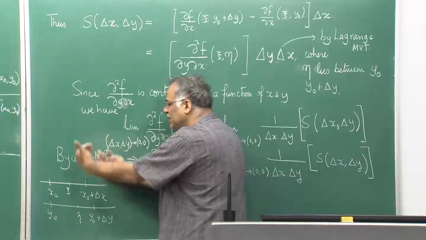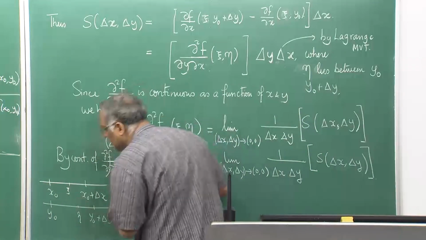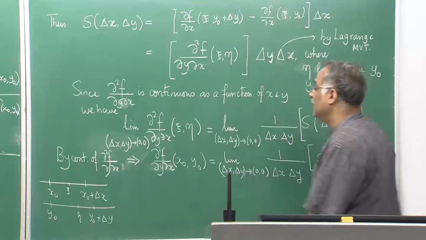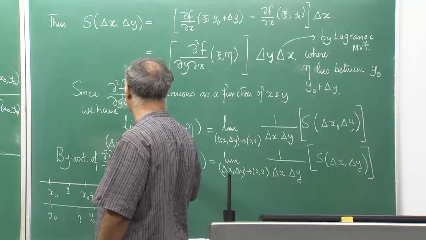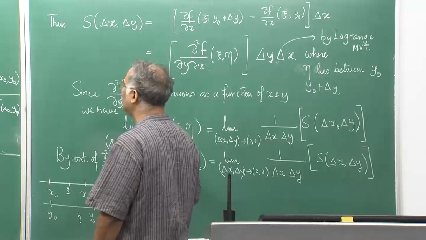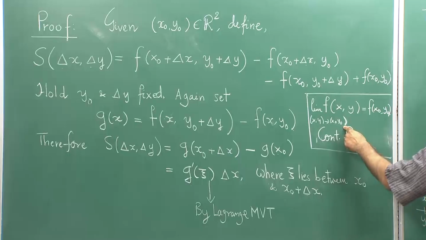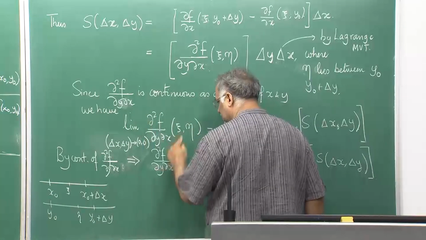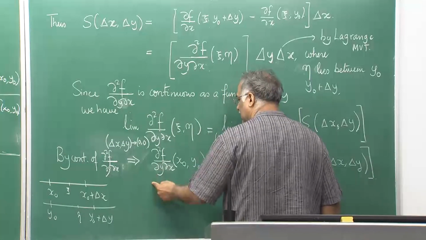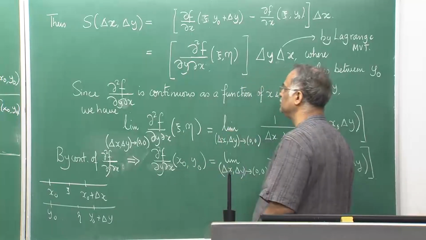So xi and eta, being sandwiched between these two, are also pushed towards x naught and y naught. As del x, del y goes to 0, 0, xi, eta goes to x naught, y naught, and by the continuity of the second partial derivative, the mixed partial derivative, we have del 2f del y del x at x naught, y naught.